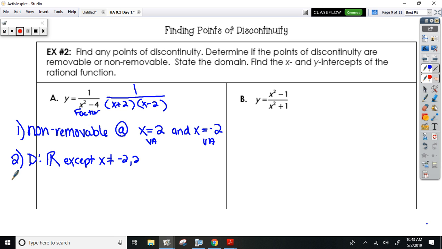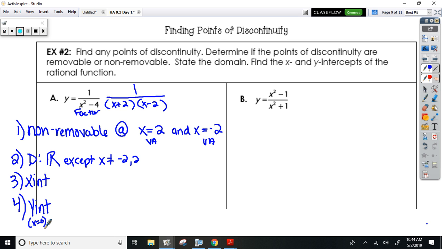Then we have to find the x and the y-intercepts. We'll do this by hand, but some of you like to do this on the calculator. The x-intercept is the harder one. The y-intercept is the easier one. Let's do the y-intercept first. Y-intercept is when x is 0.